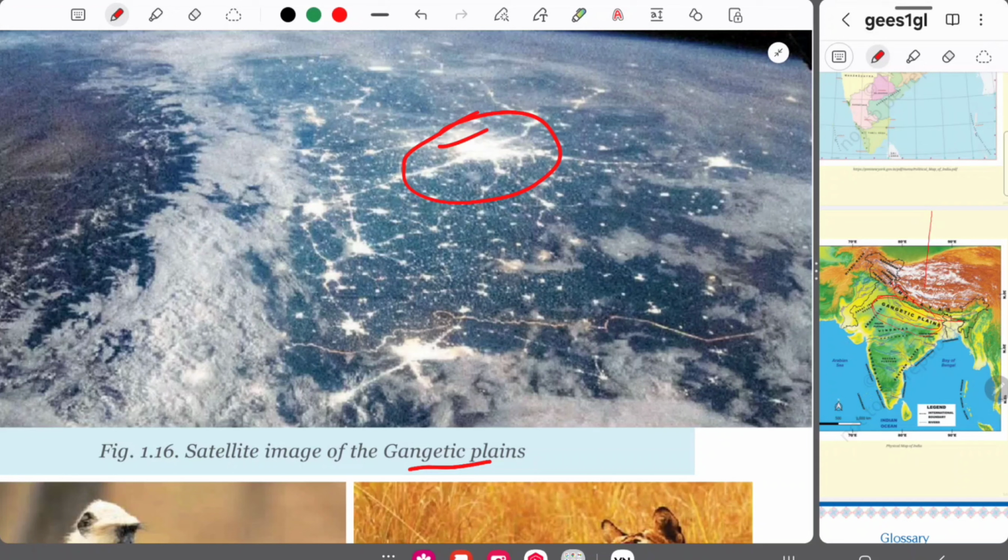It is because there is a huge, large human settlement over there in the Gangetic plains, instead of the other parts of the region. Why? Because it is favorable, as we have already known, isn't it?